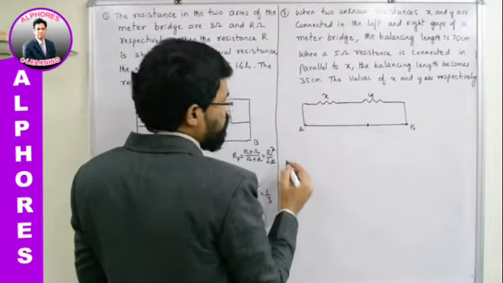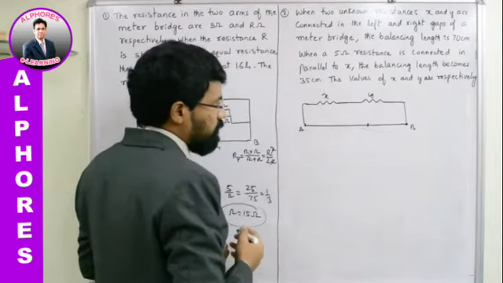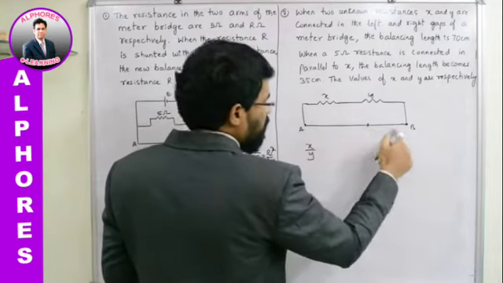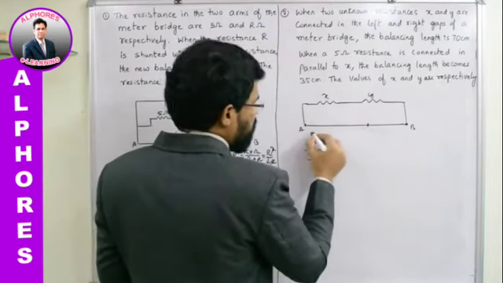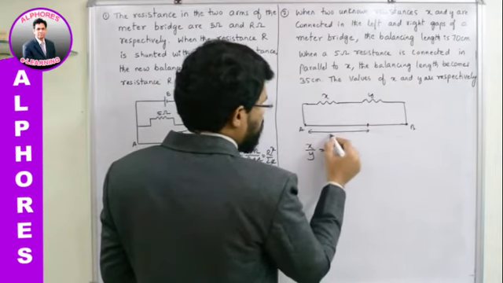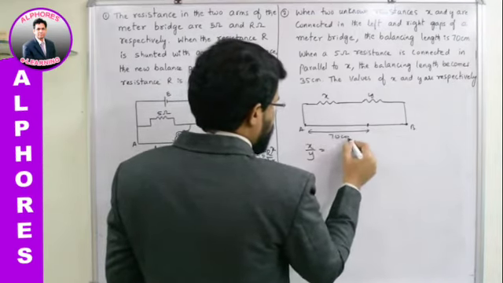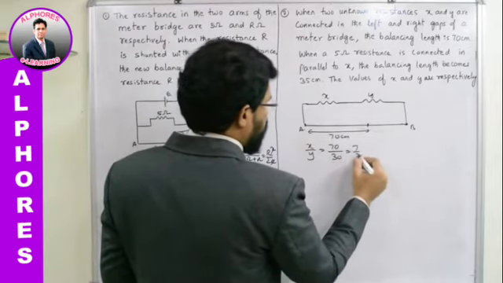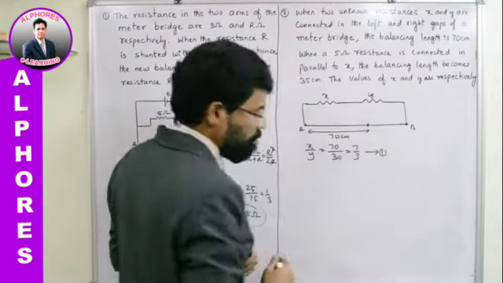So corresponding to this situation, what is the equation? X by Y, like P by Q, is equal to L1 by 100 minus L1. So how much was the balancing length? 70 centimeters. So 70 by 100 minus 70, it's 30. So what you will have? 7 by 3. Let us take it as equation number 1.